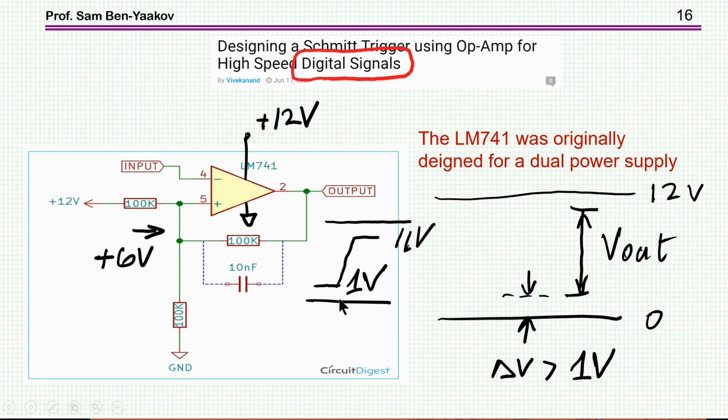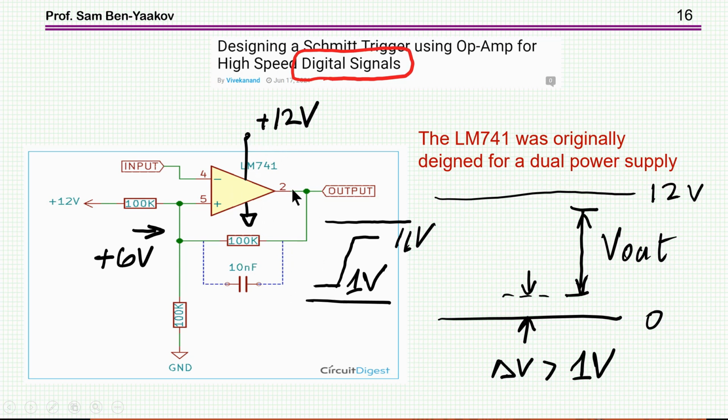But there is another problem with the 741. Originally, this amplifier was designed for bipolar operation. The way it is used here is unipolar. This is a 12 volt and here is ground. Now, in this particular case then, the swing of the output is not from ground to the 12 volt. This is not a rail-to-rail amplifier. The rail-to-rail amplifier was invented many, many years after the 741 was introduced.